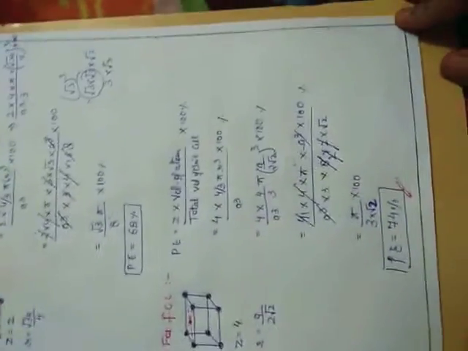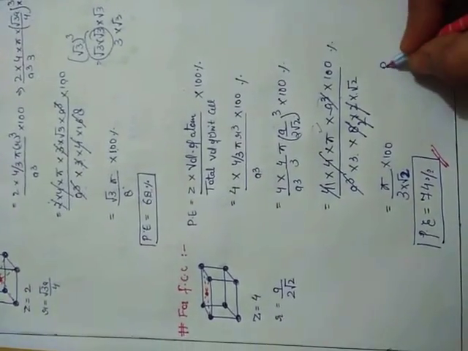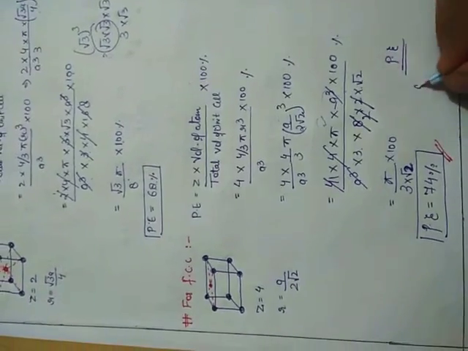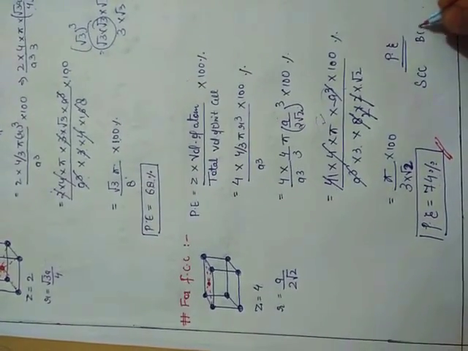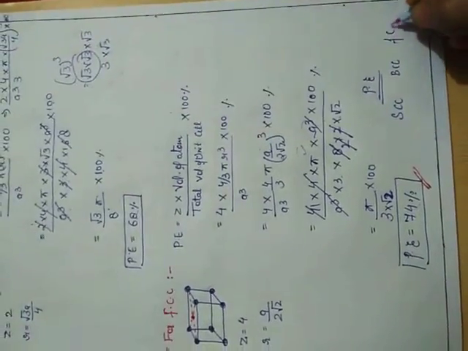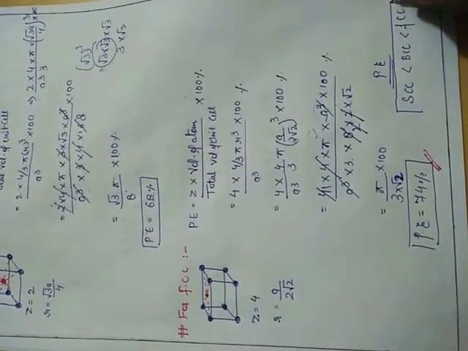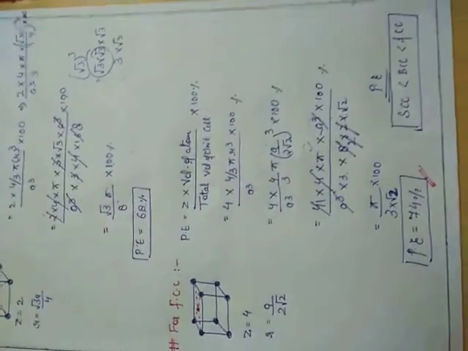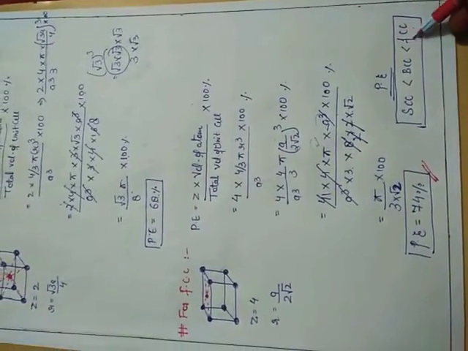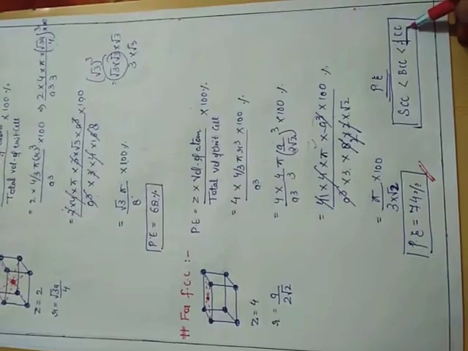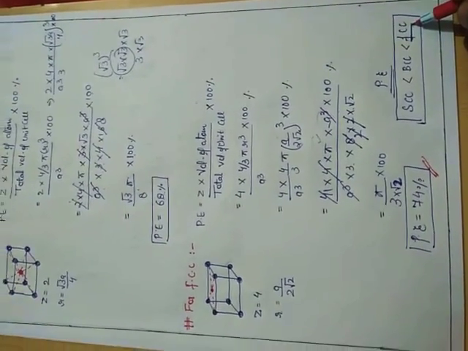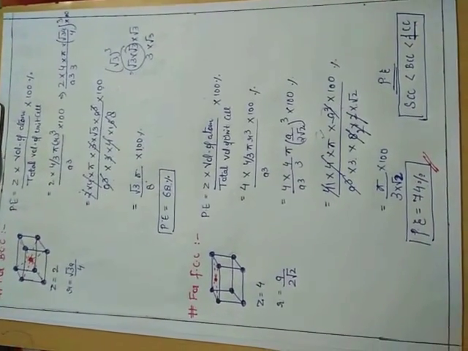So finally we came to a conclusion: if you find the order of packing efficiency for SCC, BCC and FCC, you come to know that the packing efficiency for FCC is the most, and this is the highest packing efficiency possessed by the face centered cubic cell. I hope this is clear to you all. Thanks for watching.